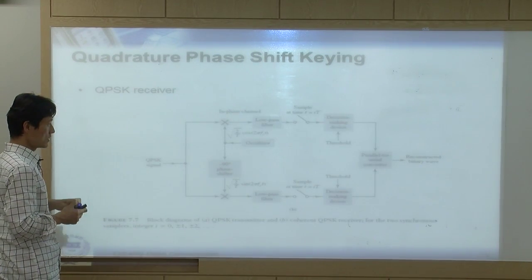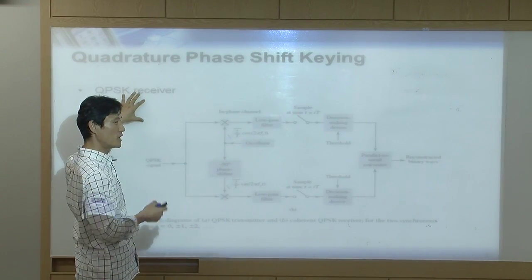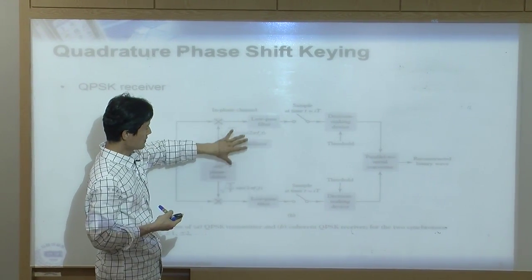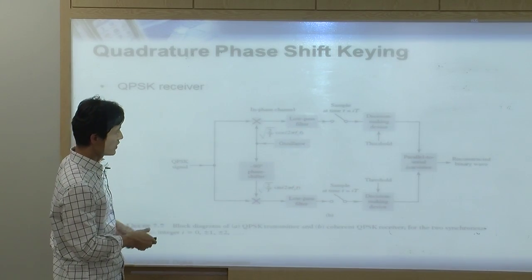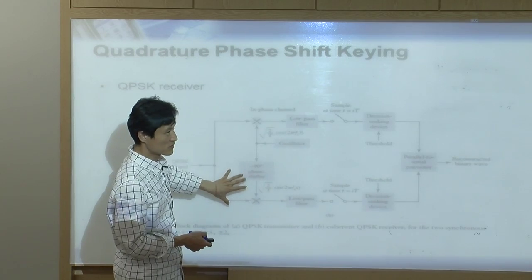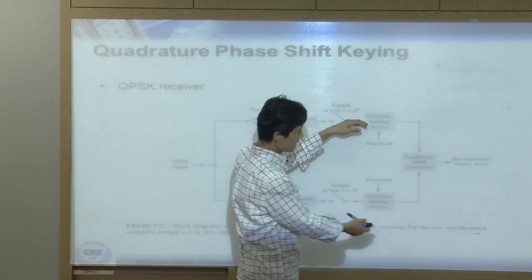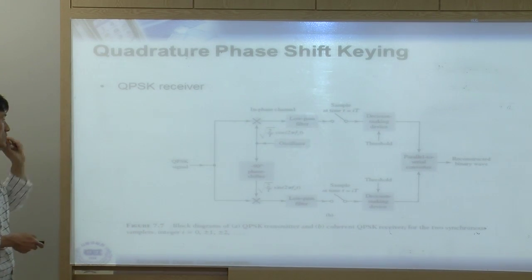Now at the receiver, we are going to multiply cosine into the I channel, because in the I channel we multiplied the cosine, so we multiply cosine again. And in the Q channel, we use sine as a carrier, the same way. So it's like a BPSK receiver here, and another BPSK receiver here. One uses cosine, the other uses sine, and we combine them together eventually. So that's what we have in the QPSK receiver.